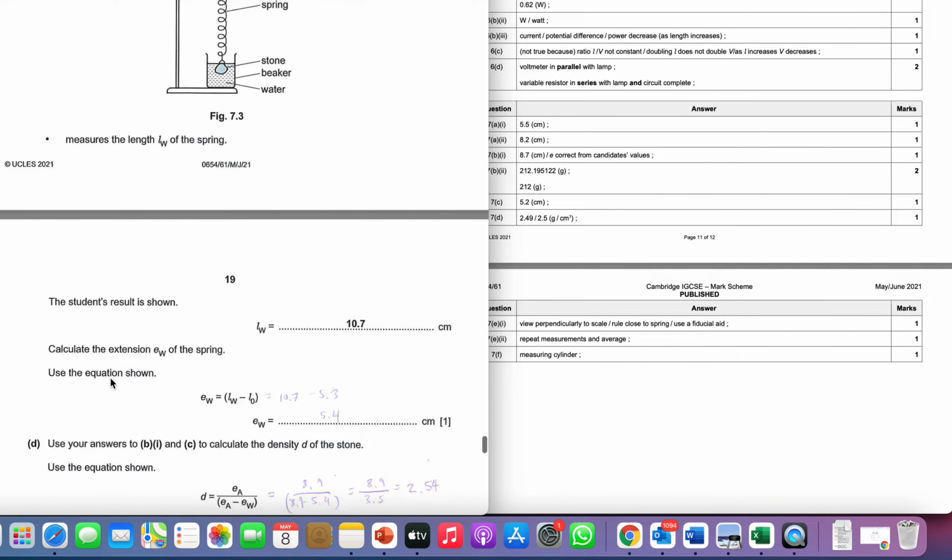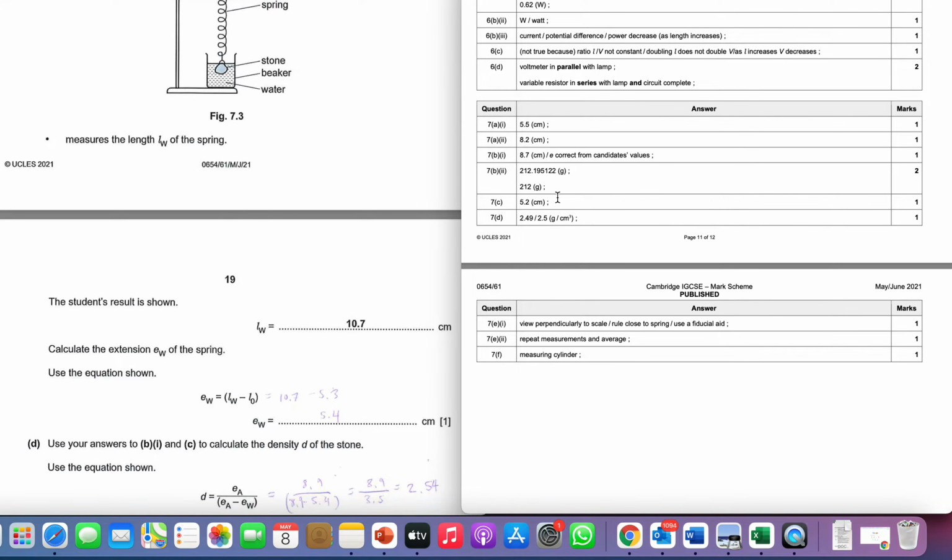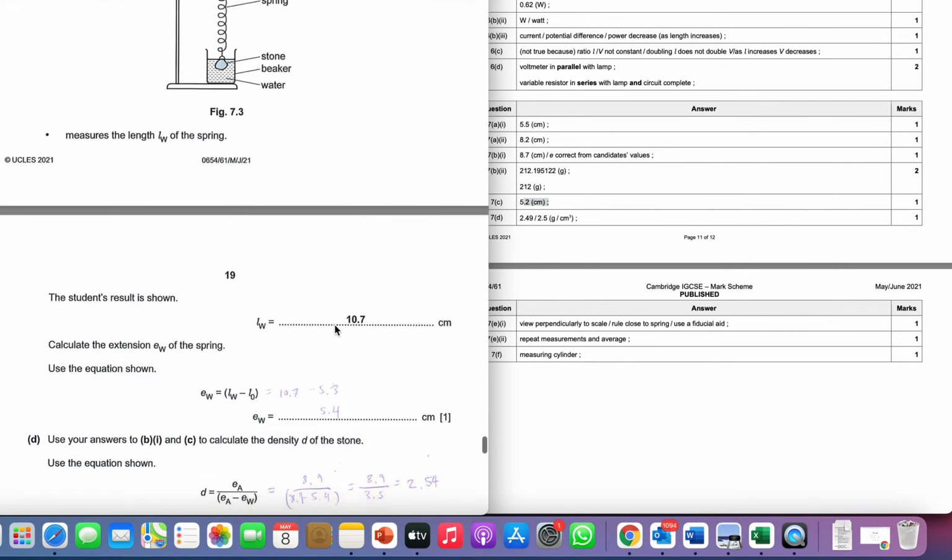Again, we're going to calculate the extension of the spring and they've given us the equation. All we do is we take our LW and we take our L0, which we measured way back when at the beginning of the paper, and we get 5.4. Notice again, I've got a 5.2 in the answers.